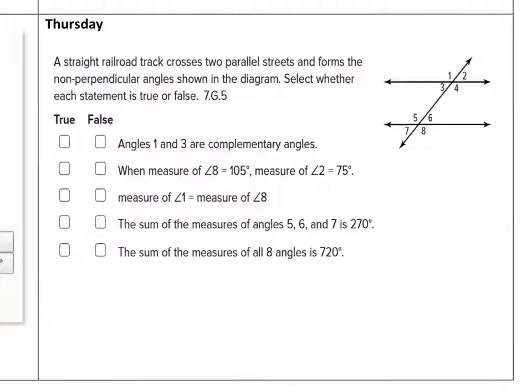Now for Thursday's question. A straight railroad track crosses two parallel streets and forms the non-perpendicular angles shown in the diagram. Select whether each statement is true or false.